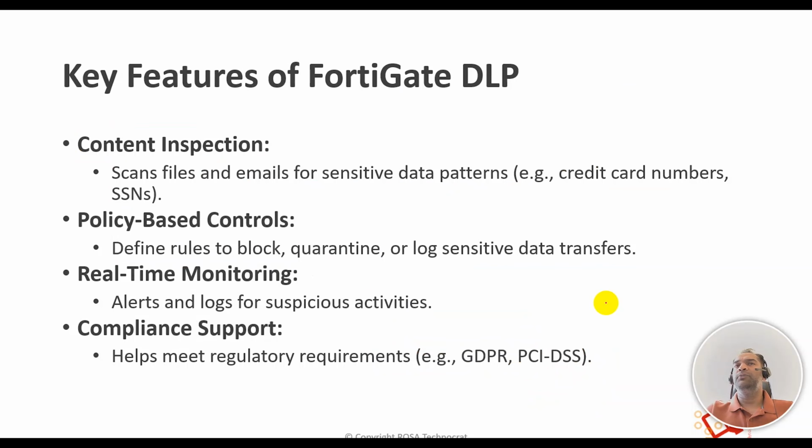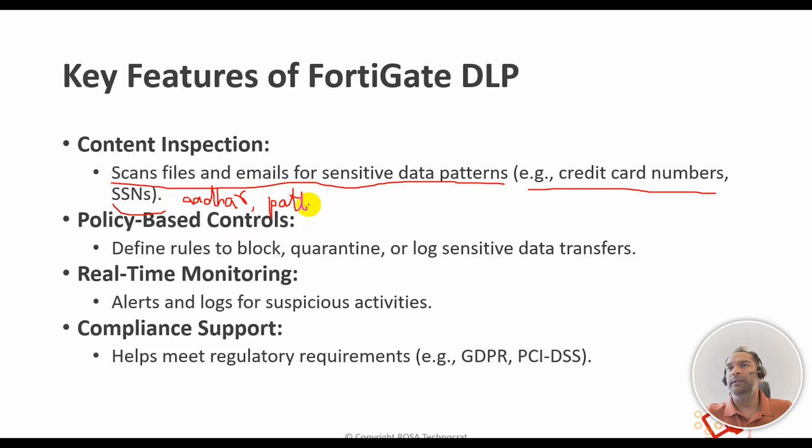Key features of FortiGate DLP: what FortiGate can do specifically is scan files and emails for sensitive data patterns, as I told in my previous slide, for example credit card numbers, SSN in any format, or Aadhaar number formats in India. You can also define any pattern as well. So you can have your manual pattern defined, and based on that pattern, you can block it.